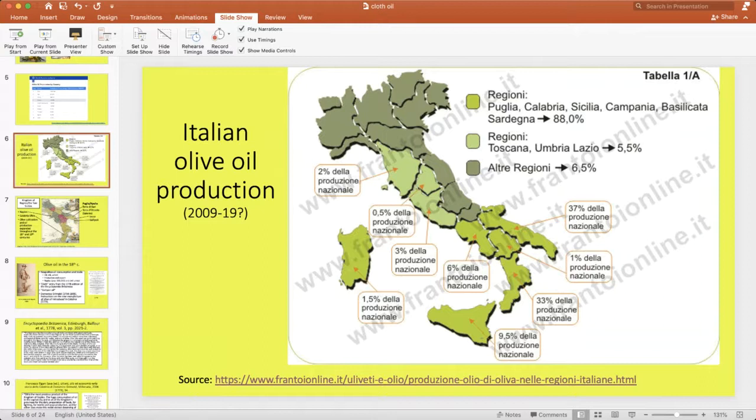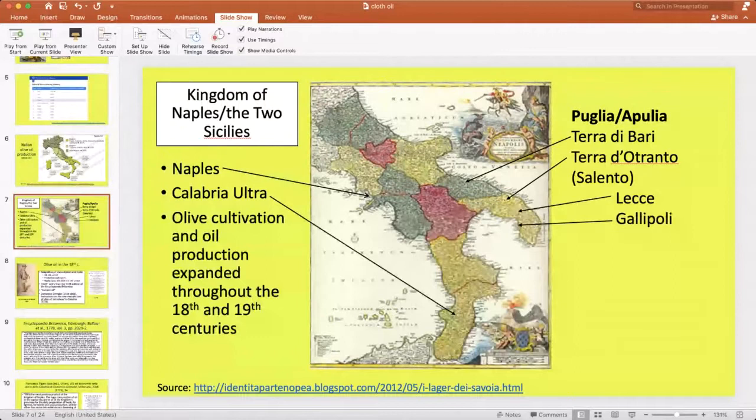Okay, here instead is a map of the Kingdom of Naples, which after 1815 became the Kingdom of the Two Sicilies, which consists, as you can see, of most of southern Italy, you probably know this, and also Sicily, which is not much shown on this map. In the 18th century, the Kingdom of Naples was, as I said, the leading producer of olive oil in the world. Show you some of the provincial boundaries at the time. They're not the same as today.